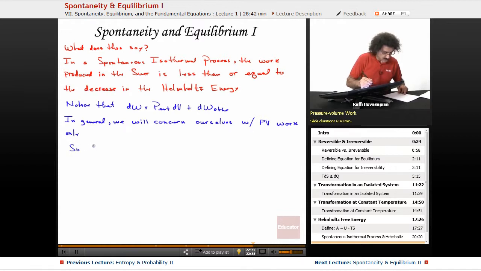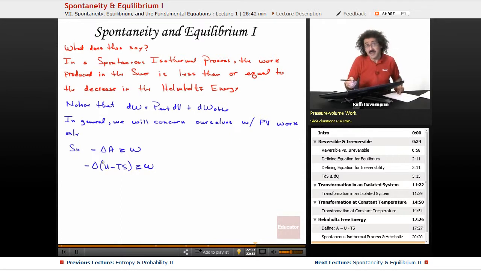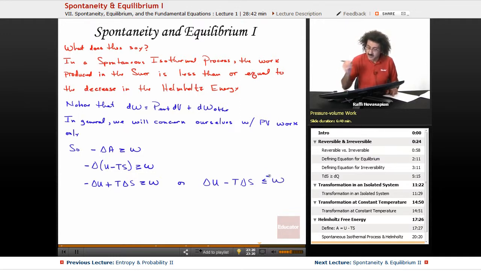So, we have minus delta A greater than or equal to the W. We have minus delta U minus TS greater than or equal to W. I can distribute the delta operator, so I get minus delta U plus T delta S greater than or equal to W. It's starting to look a little bit familiar. Or, if I want, I can switch this sign and move some negatives around, if I make the delta U positive, delta U minus T delta S is less than or equal to negative W. There we go. It's another way of looking at this.